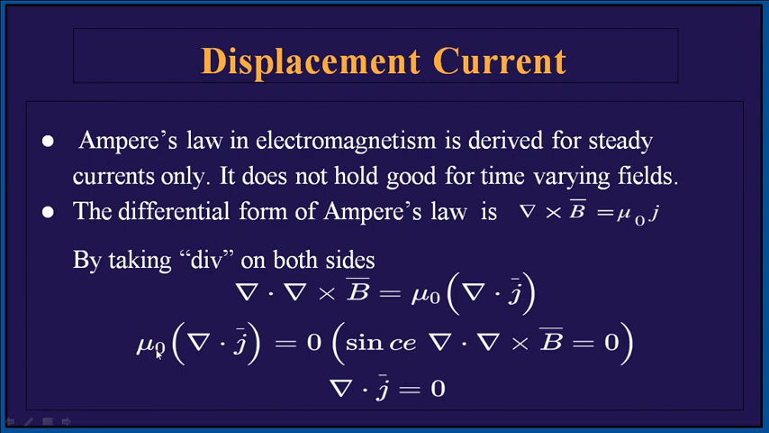We know the mu naught value is 4 pi into 10 power minus 7 Henry per meter. That's why del dot J must be equal to 0. And this del dot J equal to 0, or div J equal to 0, is called the equation of continuity for steady currents, because Ampere's law is developed only for steady currents. So it is called the equation of continuity for steady currents.